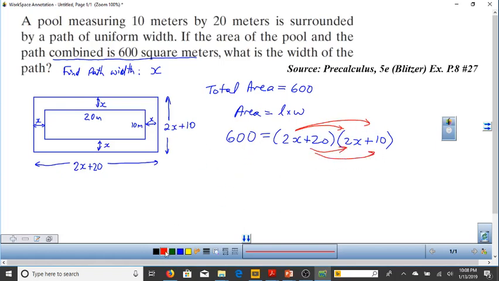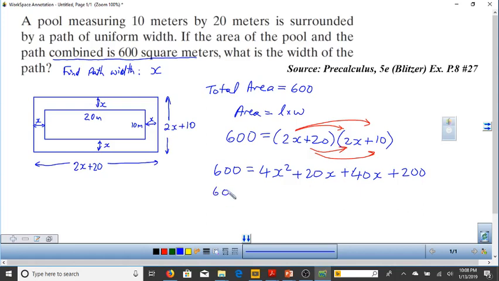So 600 is equal to 2x times 2x is 4x squared, 2x times 10 is 20x, 20 times 2x is 40x, sorry, 40x, and 20 times 10 is 200. You may notice that each of these numbers is a multiple of 4, and that's important because we want to make it as simple as possible. So I'm going to divide everything by 4.